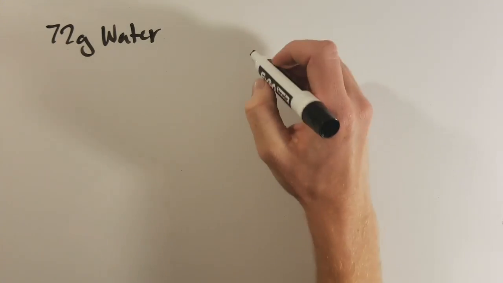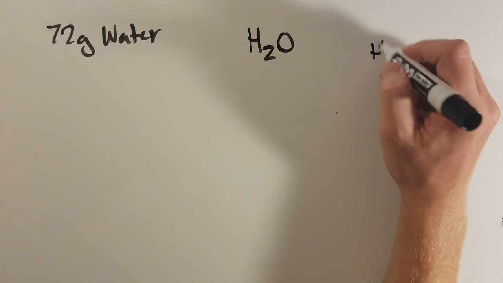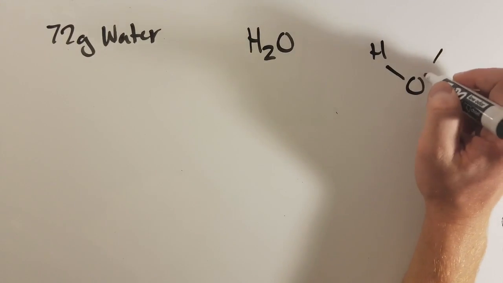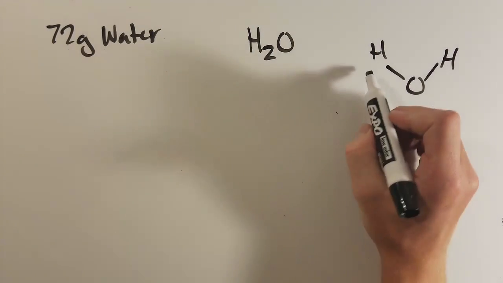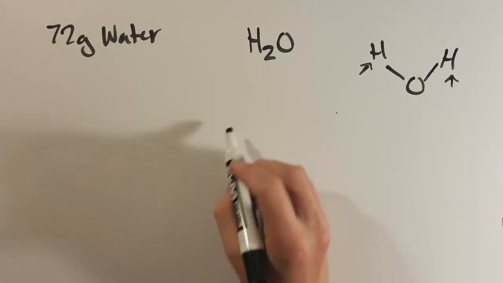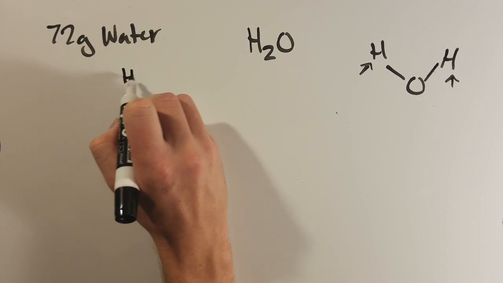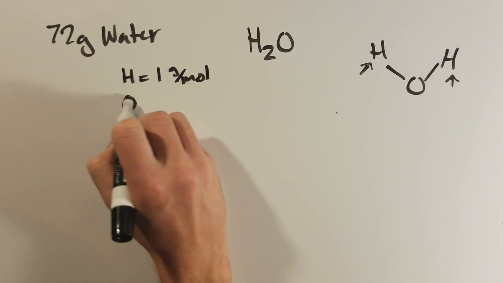So what we do is we write out the chemical formula. Maybe we can draw it out too if that helps. It doesn't, but I guess you can visualize it better. We have two H's, two hydrogens, and one oxygen. So the molar mass of hydrogen is 1 gram per mole. The molar mass of oxygen is 16 grams per mole.